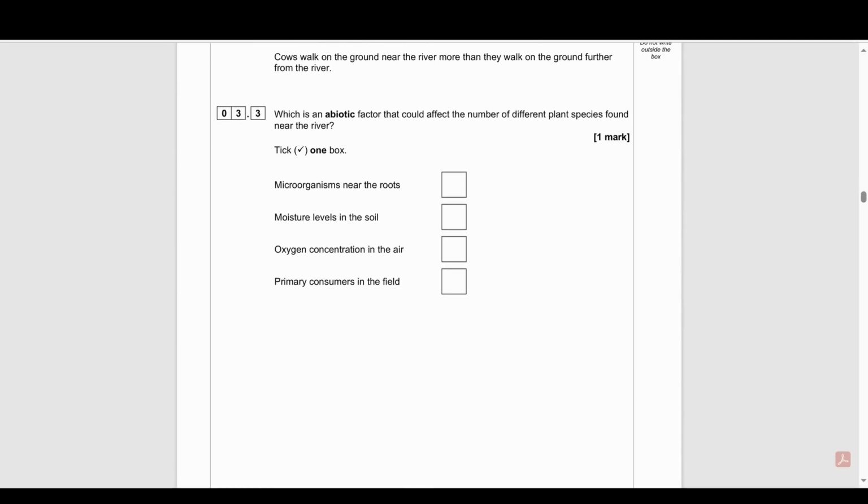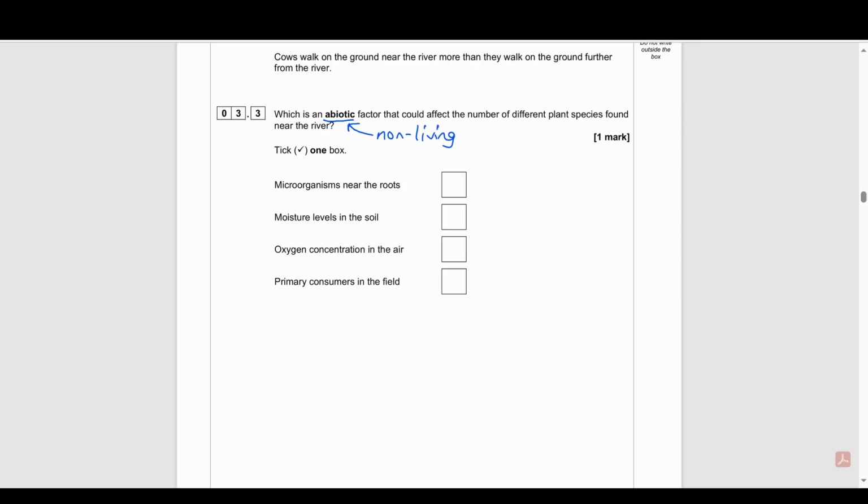Cows walk on the ground near the river more than they walk on the ground further from the river. 3.3. Which is an abiotic factor that could affect the number of different plant species found near the river? Well, for us to answer the question properly, we need to know what the keyword abiotic means. Abiotic means non-living.